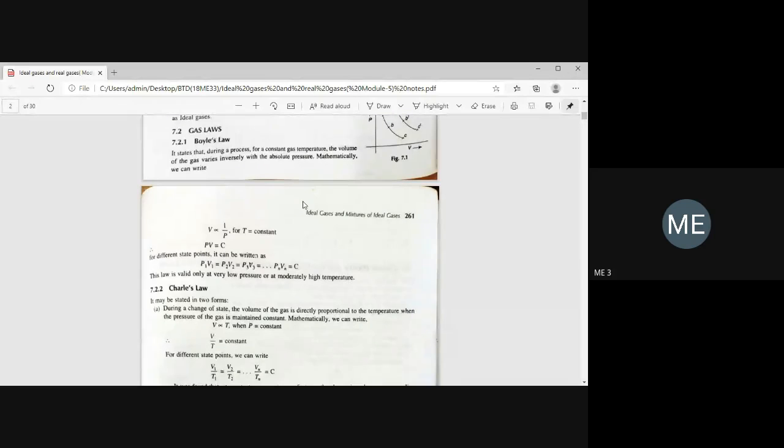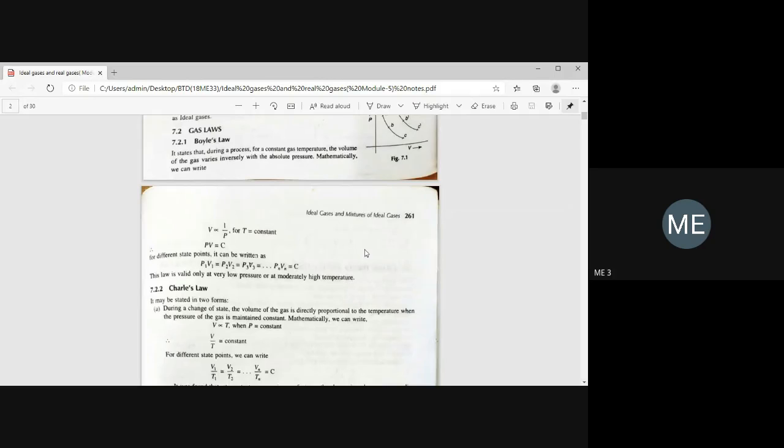The first one is Boyle's law. It states that during a process, the volume of the gas varies inversely with pressure when the temperature of the gas is kept constant. We studied the expansion process and compression process. In the expansion process, the pressure decreases, the temperature decreases, and volume increases, and in the compression process, the pressure increases, the temperature increases, and volume decreases.